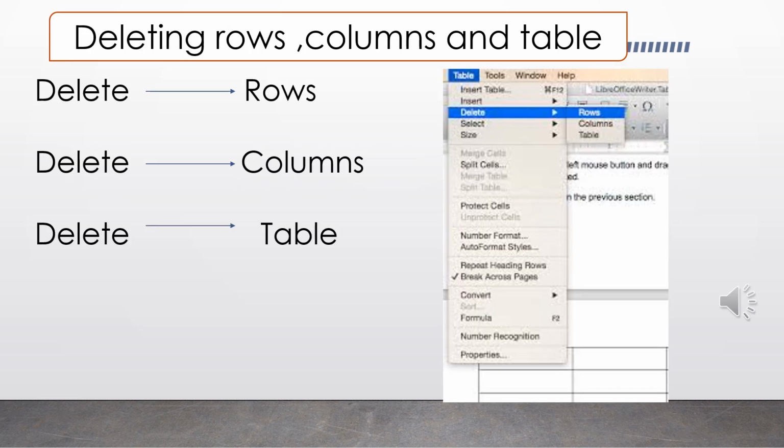When we want to delete a column or a row, we can do it using the delete option present in the table menu. Here, when we click on the delete menu, it gives you different options to be deleted. It may ask you to delete the row, column or table. Depending on the option you are selecting, the particular row or column or the table will be deleted.